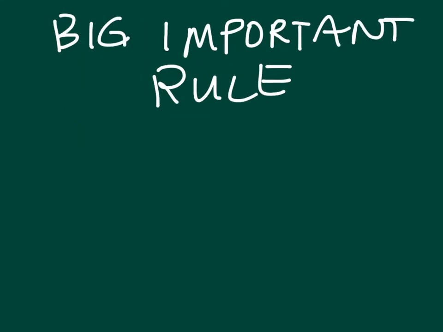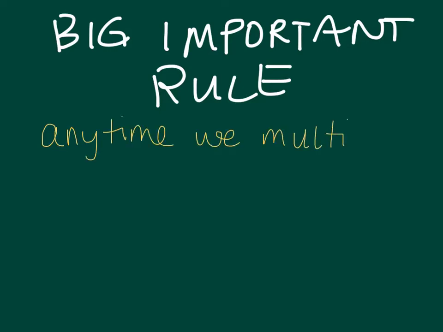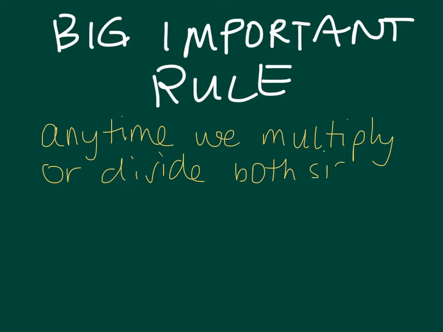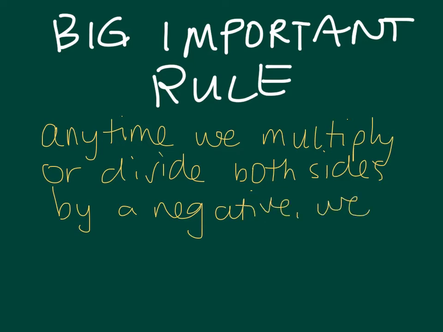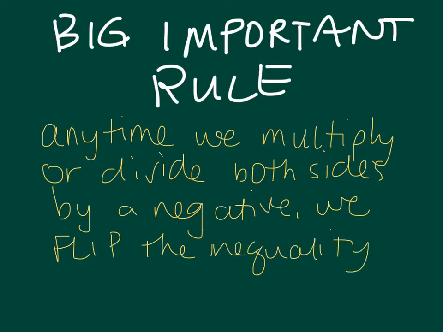The big important rule is anytime we multiply or divide both sides by a negative, we flip the inequality sign. So if it's greater than, we change it to less than. If it's less than, we change it to greater than.